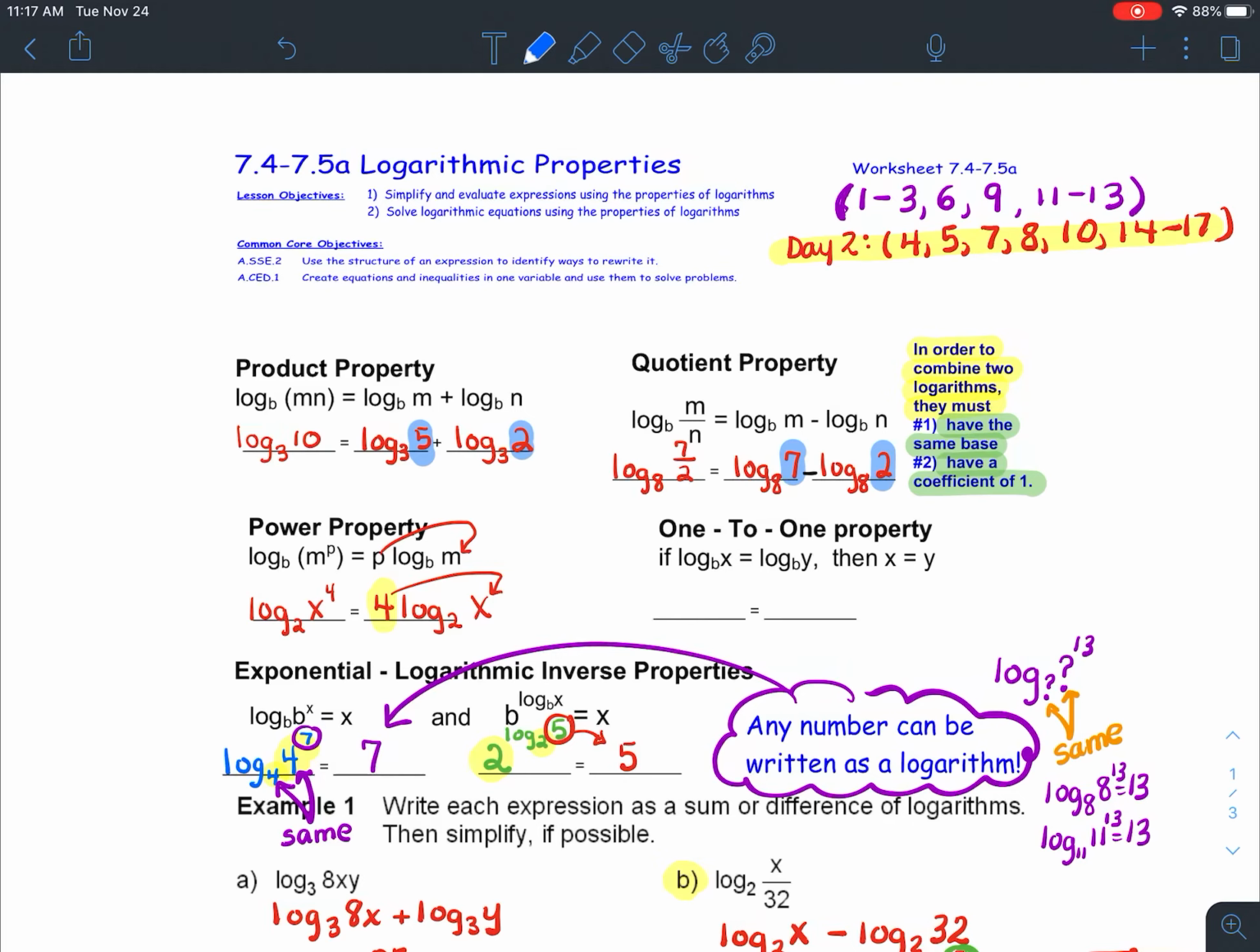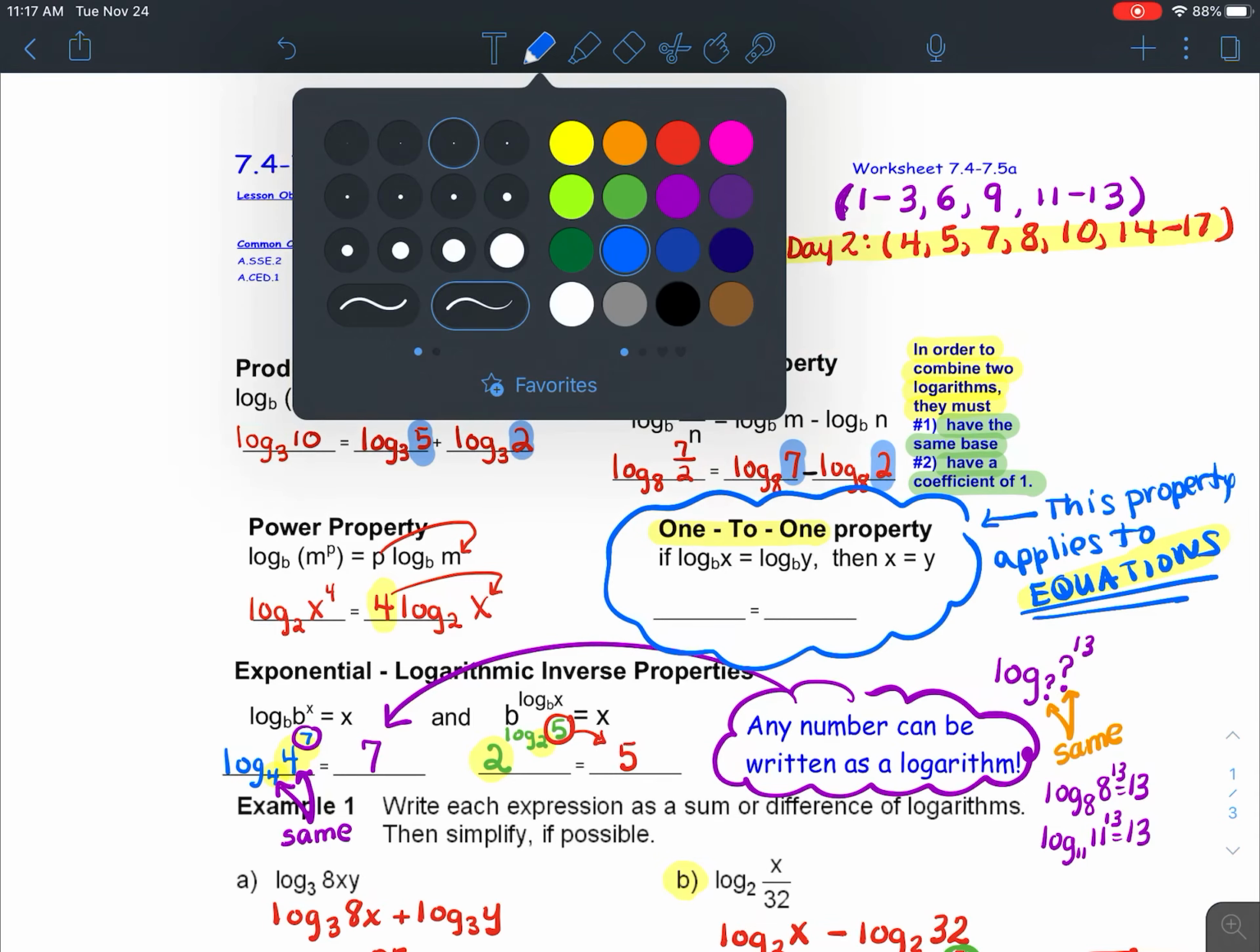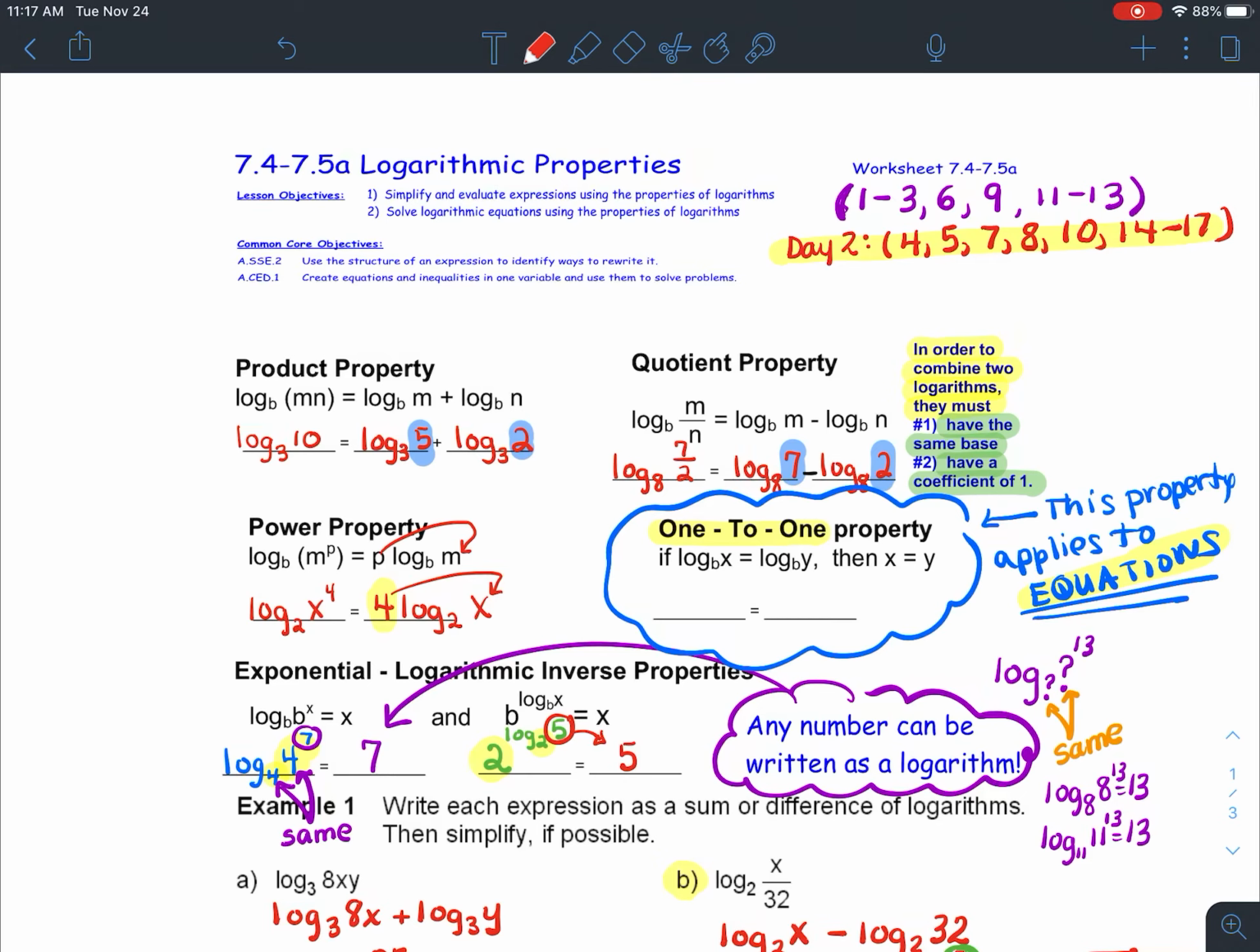Okay, this property is called the one-to-one property. If you want to just make a note to yourself here that this property applies to equations. Okay, this is the property that exclusively deals with equations. And the way that this works is in the name one-to-one property, it kind of tells you the circumstance or the situation that needs to exist in your equation in order for you to be able to apply this property. Okay, so I'm going to give you an example.